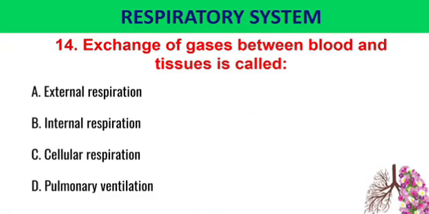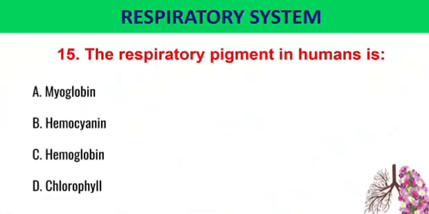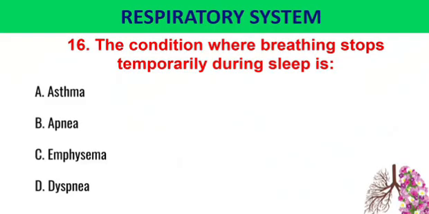Exchange of gases between blood and tissues is called internal respiration. The respiratory pigment in humans is hemoglobin. The condition where breathing stops temporarily during sleep is apnea.